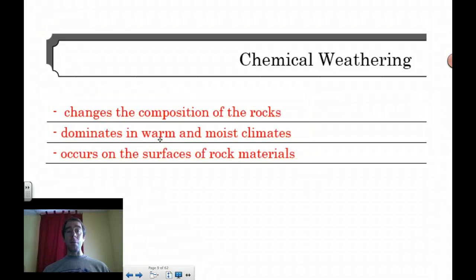The next is chemical weathering, where you're actually changing the composition. It's a chemical process. The elements within the rock are breaking apart and reforming into other compounds. It dominates in warm, humid climates because in warm climates you have more chemical reactions. Chemical reactions happen faster when it's warmer. It occurs on the surface of the rocks, which is why that increasing surface area is important for when you have physical weathering breaking the rocks apart. You can get into the center of those rocks, and it allows more of these chemical reactions to take place.